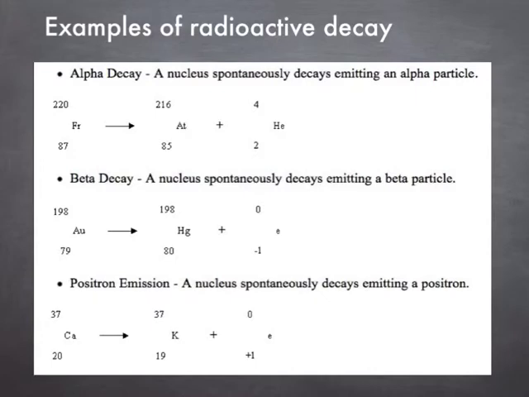Notice they're all listed. We have alpha decay, beta decay, positron emission. There's all kinds of different reactions. These are just 3 different examples. You have alpha, beta, and positron. You could have other ones based on the other particles that we've talked about already.